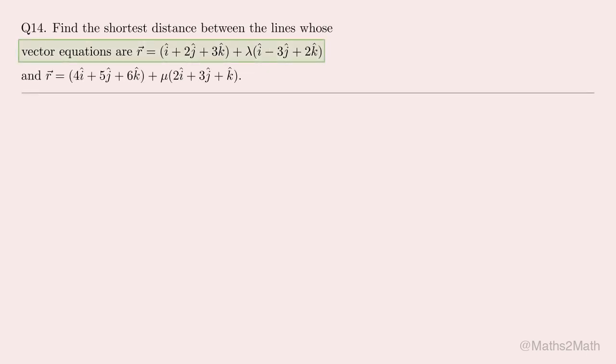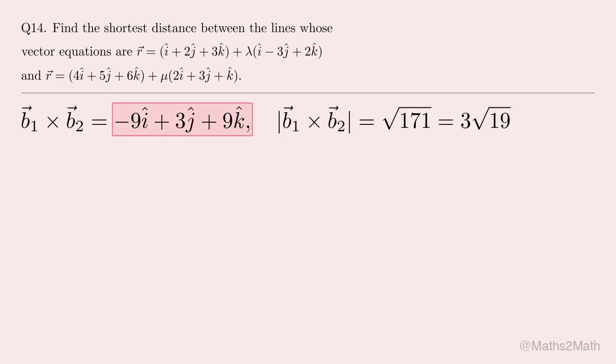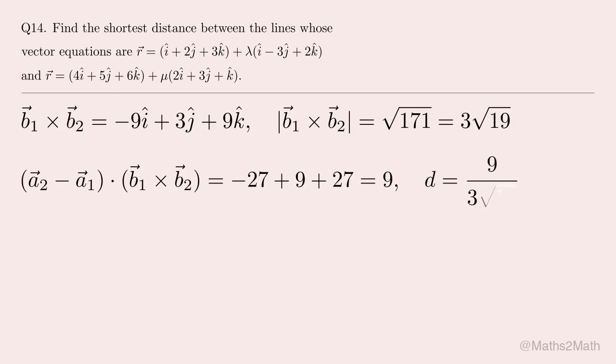Question 14. Another skew pair. Cross of the directions carries the day. The cross of 1, minus 3, 2 and 2, 3, 1 is minus 9, 3, 9, magnitude 3 root 19. The gap 3, 3, 3 dotted with the cross is minus 27 plus 9 plus 27, 9. So d is 9 over 3 root 19, 3 over root 19.